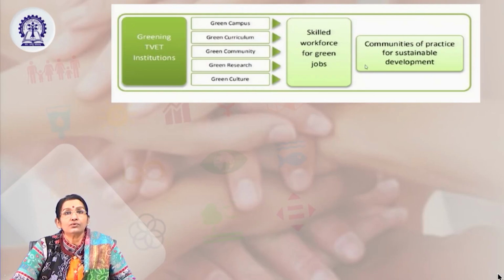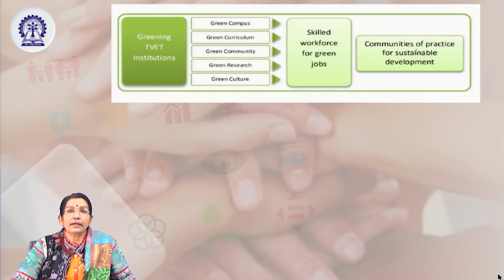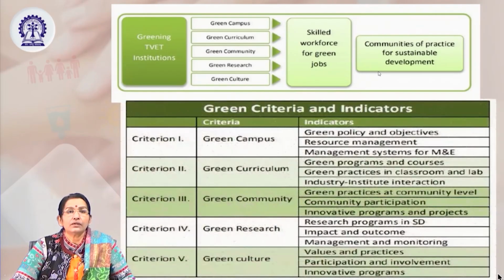Who are the stakeholders who are going to utilize these practices? What are the different types of stakeholders? The communities who are going to practice it, so that we can educate different groups regarding sustainable practice, of these green jobs, green economy. So, the communities of practice for sustainable development for all categories of stakeholders. Now, here are some of the green criteria and indicators.